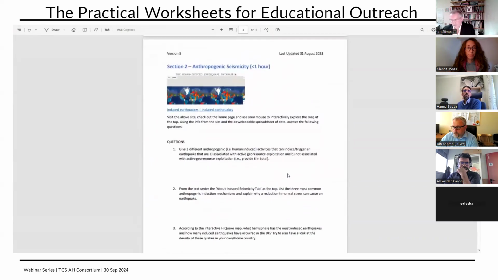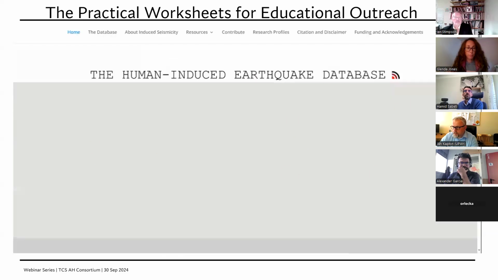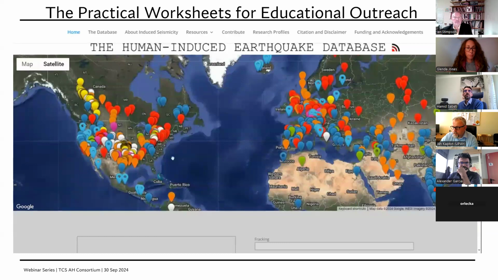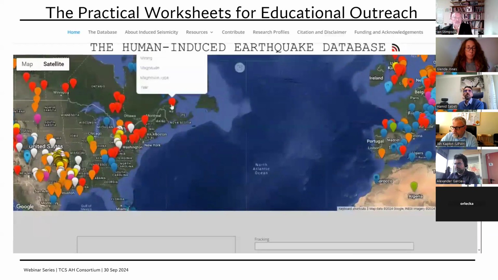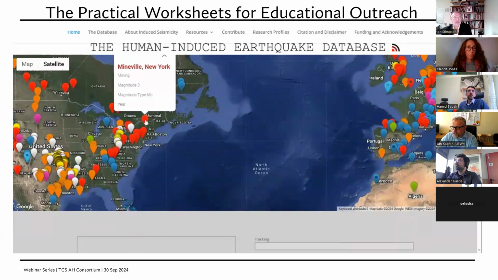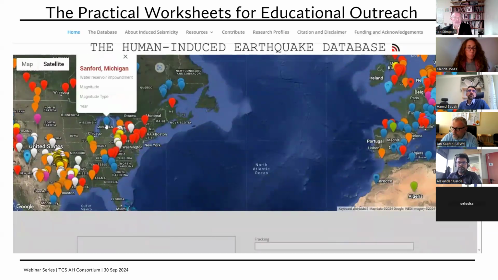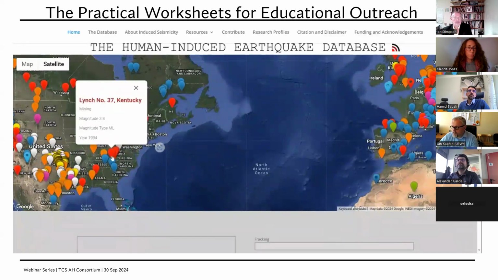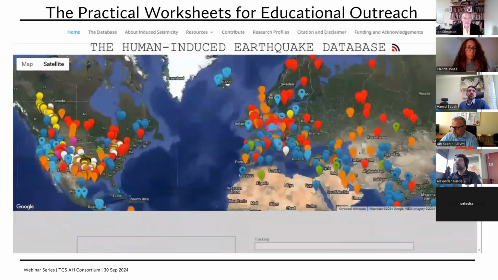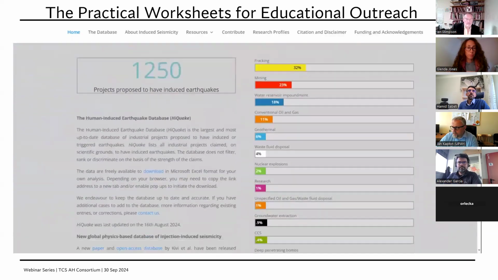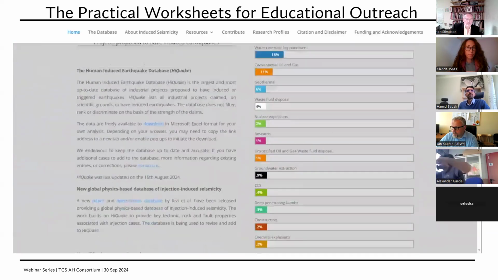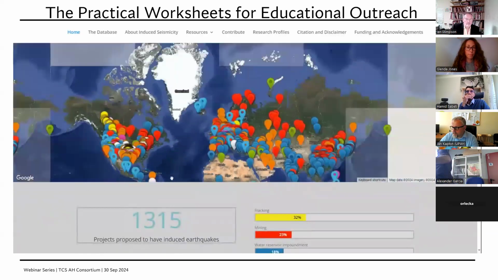The next section focuses in on anthropogenic seismicity, and it utilises the Human-Induced Earthquake Database, which we can see here has quite a nice interactive homepage where students can immediately click on the pins to reveal information on magnitudes, years, where they are available, and also download a full spreadsheet of the data within this GUI here.